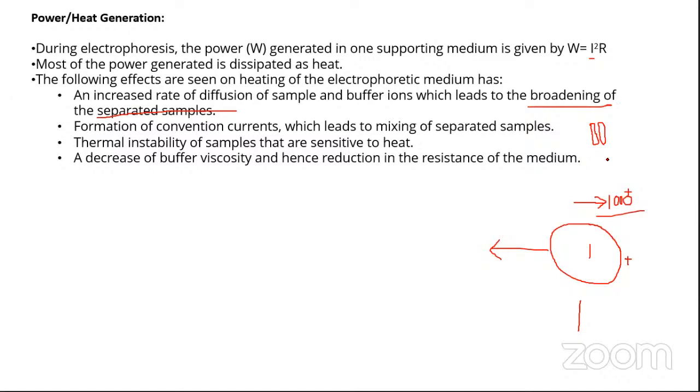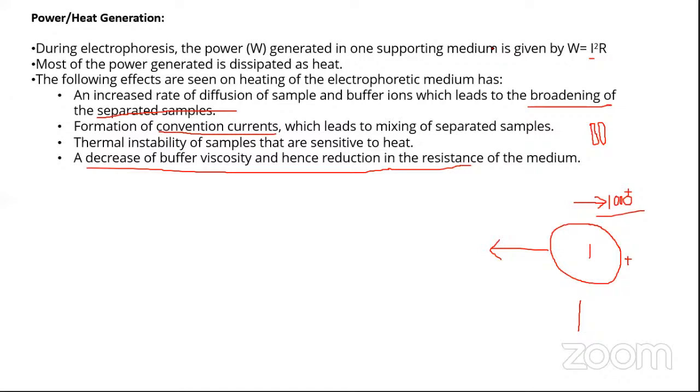This also happens because of another factor, which is called as convection current. But I will not go into this right now. We will talk about convection current more when we understand the basic factors first. Okay. And obviously, we have talked about this situation already. Decrease in the buffer viscosity will cause reduction in resistance, and there will be more and more current now allowed.